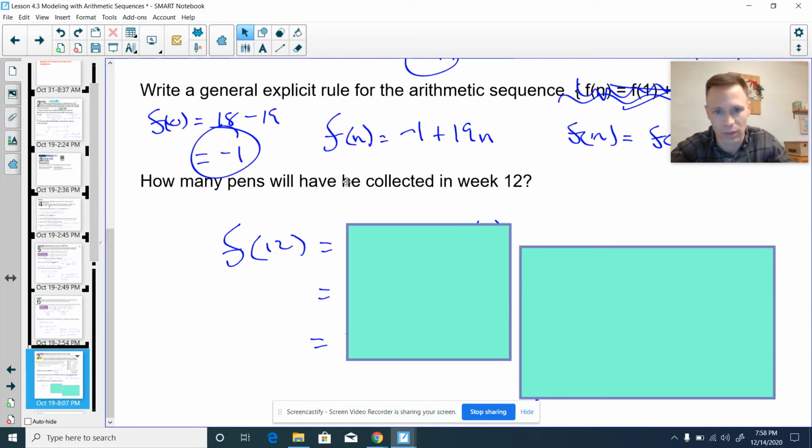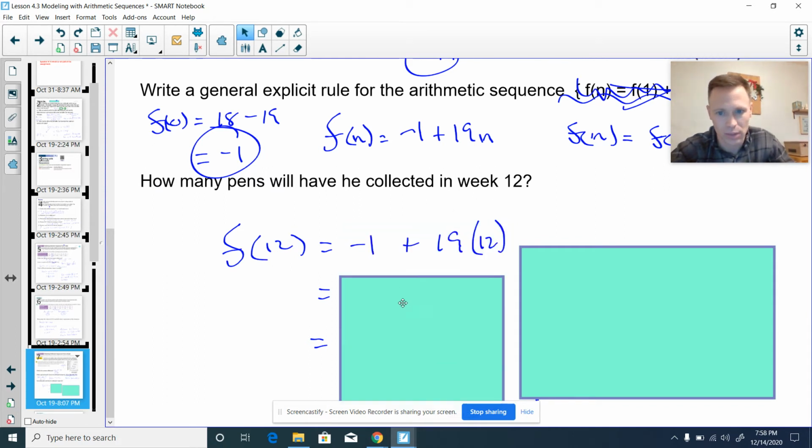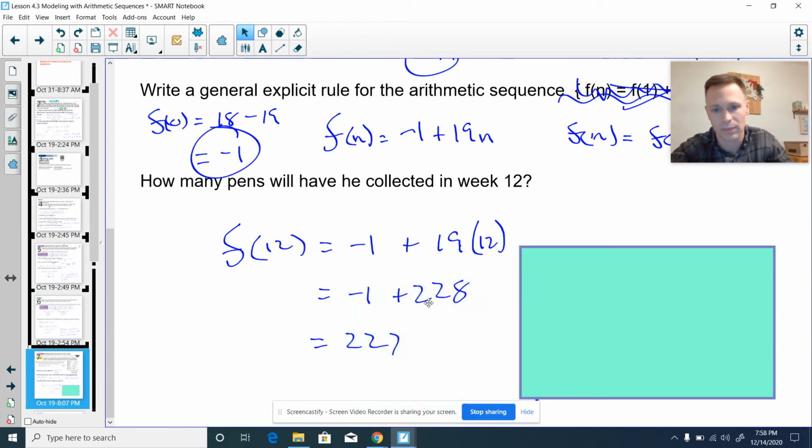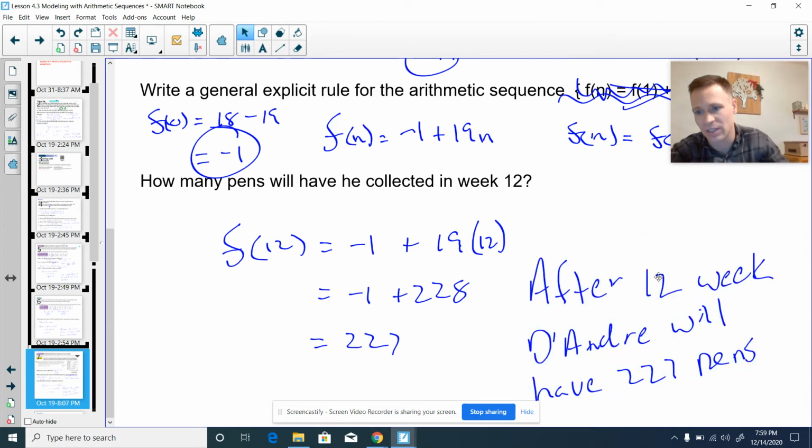How many pens will he have collected in week 12? Well, that just means n is going to be 12. So 19 times 12 is what we have to substitute first. I get 228. 228 minus 1 is 227. And so what does that mean in the context? That means we have to write a sentence. So it says after 12 weeks, DeAndre will have 227 pens.